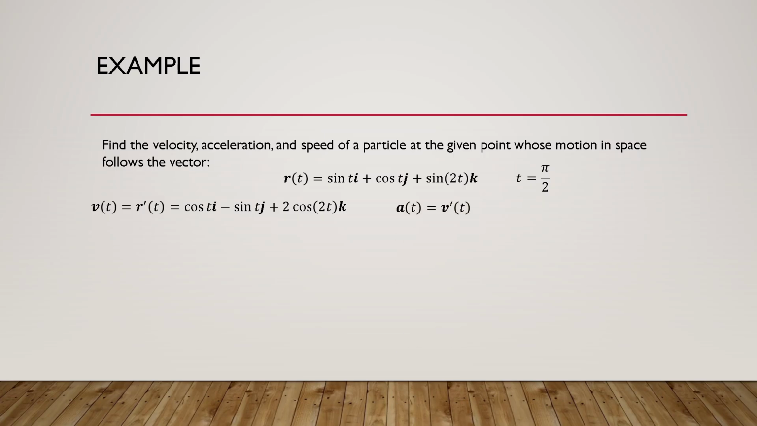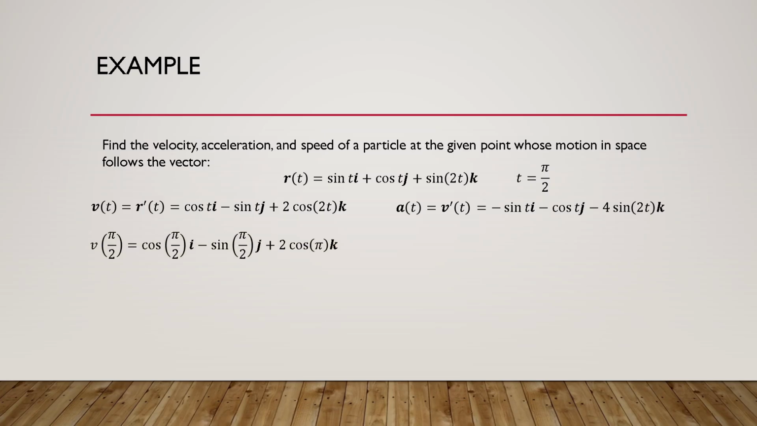Acceleration is the derivative of the velocity vector. Therefore, acceleration equals negative sine t i minus cosine t j minus 4 sine 2t k. We next take these equations at the point pi over 2.